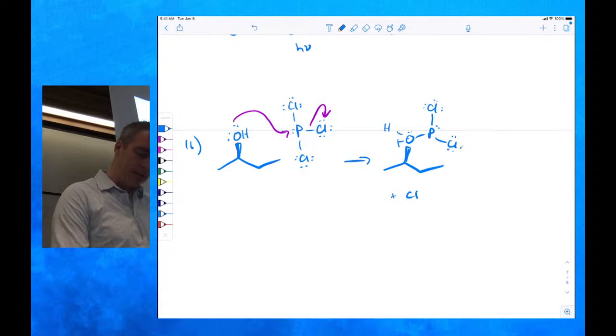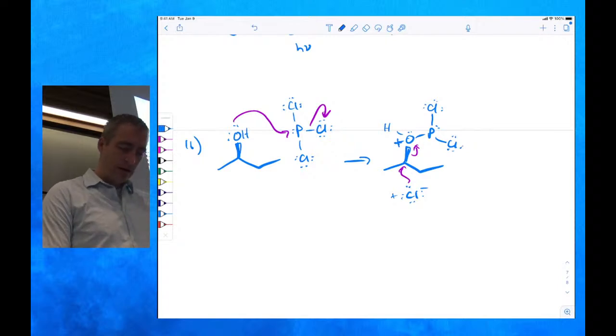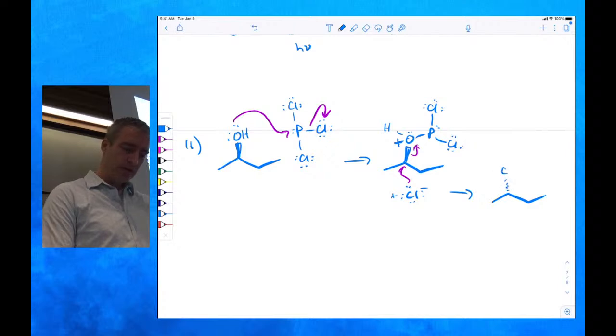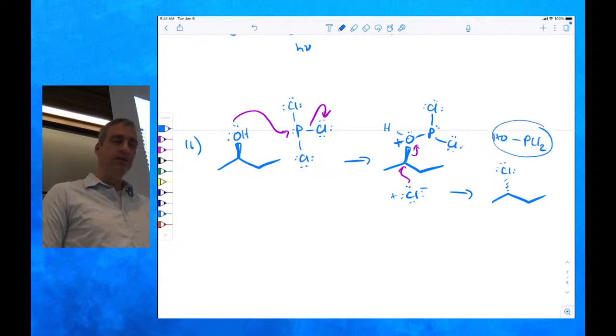Plus Cl minus, that's a plus charge there, by the way. Cl minus will attack the carbon and knock that group out. Because it's a backside attack, it does an inversion, because it's SN2. And then you get PCl2 with an OH on it. This can actually continue to react 2 more times, so you get 3 equivalents for each molecule of PCl3.